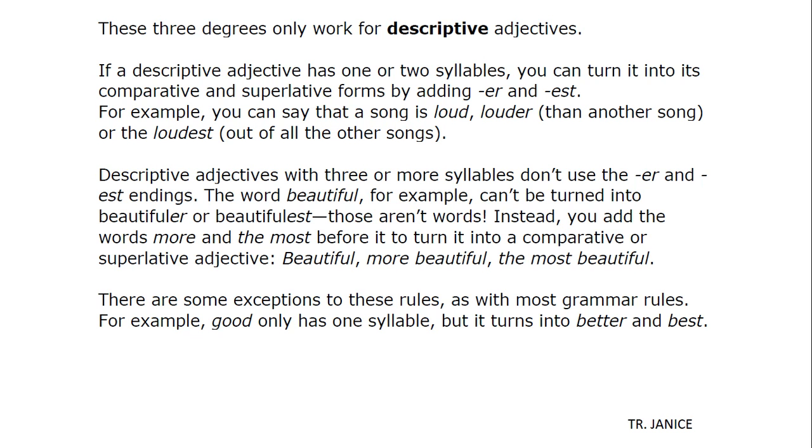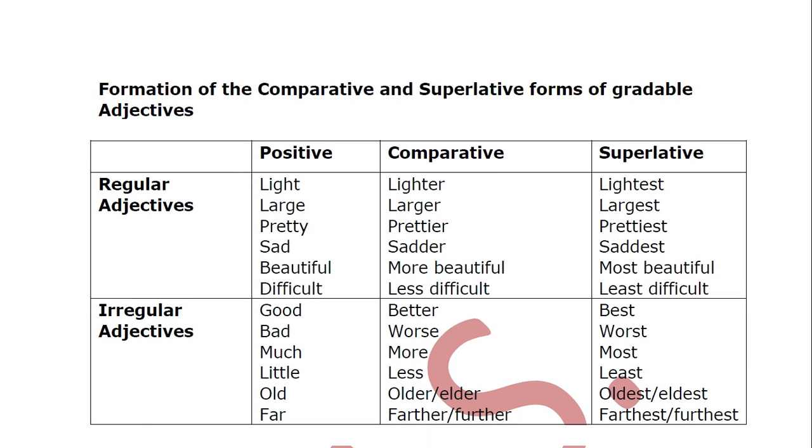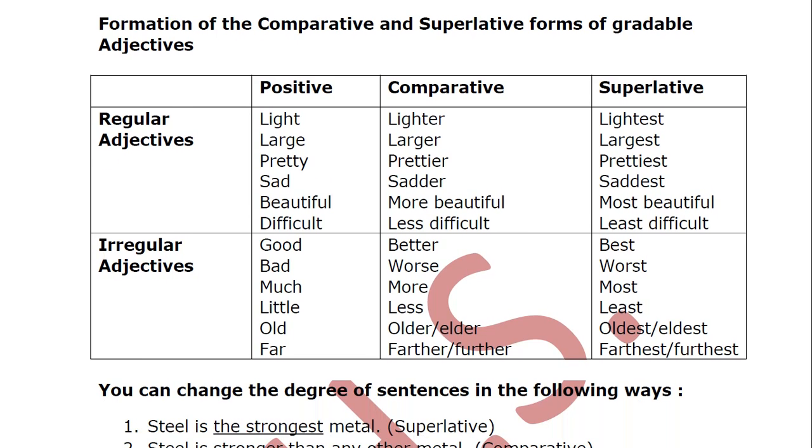Now what are these exceptions? Let's see. Formation of comparative and superlative forms of adjectives. Now you have positive, comparative and superlative degree. Light, this is the regular adjectives, okay? Light. See, just one syllable. Light becomes lighter, lightest. Large becomes larger, largest. Pretty becomes prettier, prettiest.